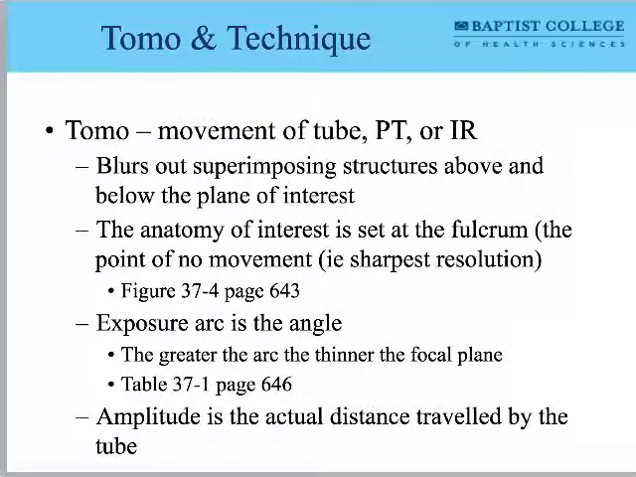Generally, what we're talking about when we talk about tomo is movement of the tube, and the IR may track with it slightly. So as the tube is angling, the image receptor may move slightly along with it. In general, we do not move the patient. This allows for blur, right? Anytime there's motion on an x-ray image, there's blur that occurs. But in tomo, what we're trying to do is blur out anything that superimposes what we're trying to see. So we're going to set basically a pivot point beyond which things will be blurry.